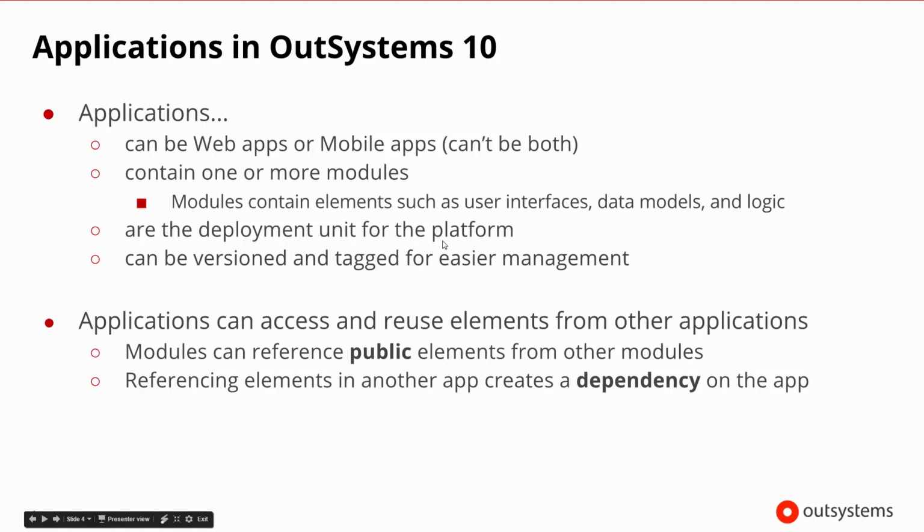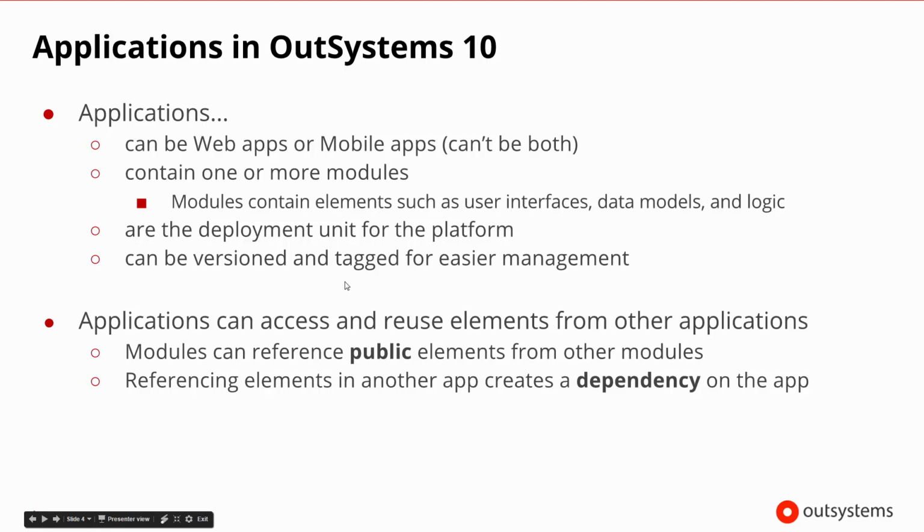But applications are the basic deployment unit for the OutSystems server. So when we go to deploy something inside of OutSystems, we deploy applications. We don't deploy modules, and those applications become the key thing that get deployed, and when they're deployed, they will be versioned and tagged, and that will allow us to track them and manage them a little bit easier. So applications are allowed to be deployed, and once they're deployed, they're accessible.